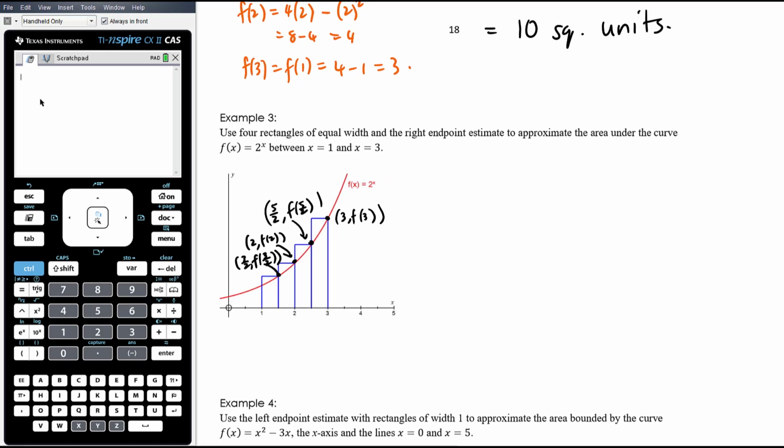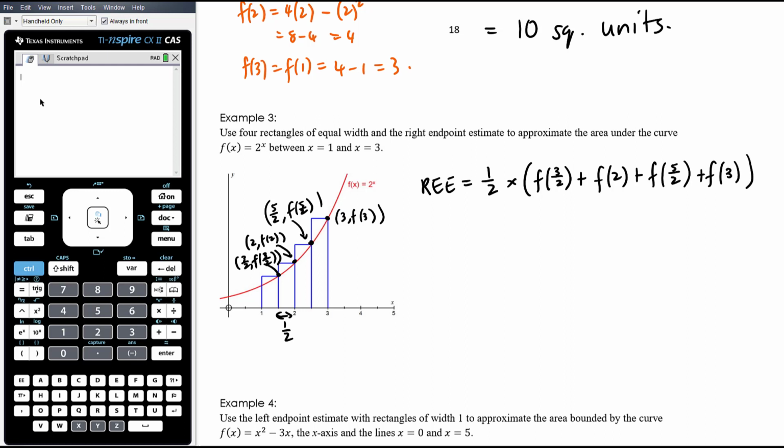Okay, so let's think about what we've got here. Our right endpoint estimate in this case is going to be equal to, now the width of each of those rectangles is a half, so it's going to be half times, and then I'm just going to add up the heights of each of those rectangles. So that is f at 3 on 2 plus f at 2 plus f at 5 on 2 plus f at 3. Okay, so it's going to be half times 2 to the power of 3 on 2 plus 2 to the power of 2 plus 2 to the power of 5 on 2 plus 2 to the power of 3.